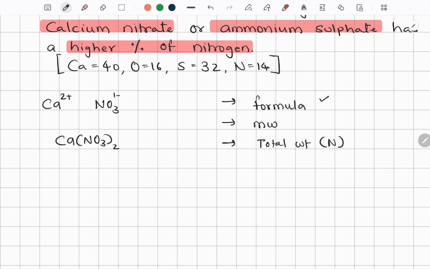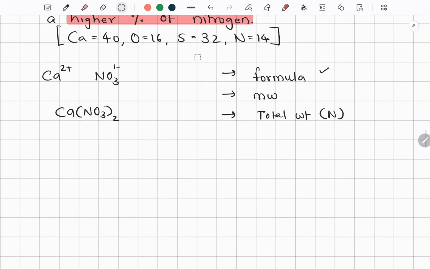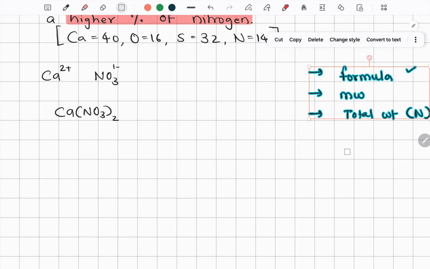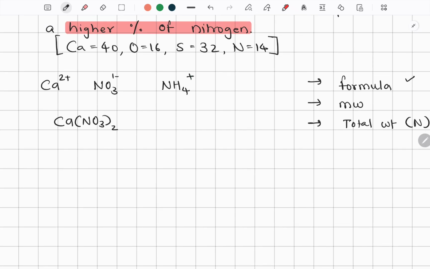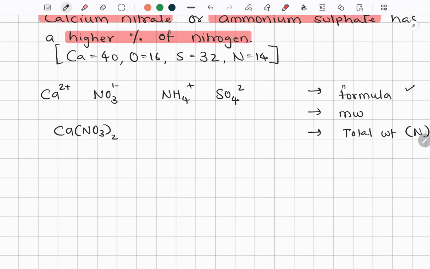So this is the formula of calcium nitrate. What about ammonium sulfate? Ammonium is NH4 plus, meaning 1 plus, and sulfate is SO4 2 minus. So here we have 2 and here we have 1. So 1 will go at the subscript of the SO4 and 2 will come at the subscript of the ammonium. The formula will become (NH4)2SO4. The formula of calcium nitrate is Ca(NO3)2 and the formula of ammonium sulfate is (NH4)2SO4.